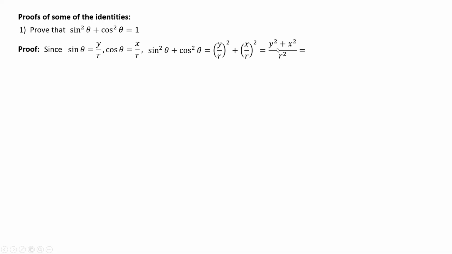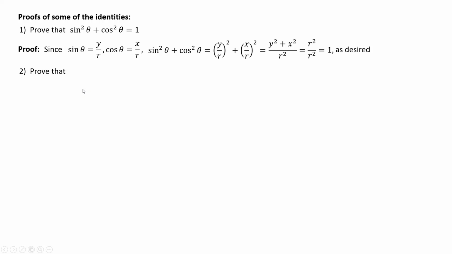But wait a minute. Isn't y square plus x square equal to r square? Yeah. Okay, so let's replace that y square plus x square with an r square. So we have r square over r square. That's equal to 1. Right? As desired. We were expected to prove that sine square theta plus cosine square theta is equal to 1, and we just did that. Right?